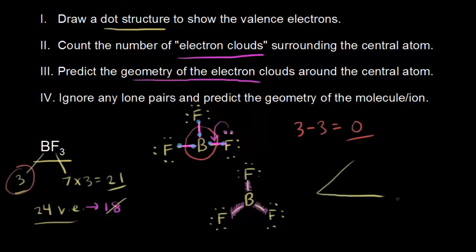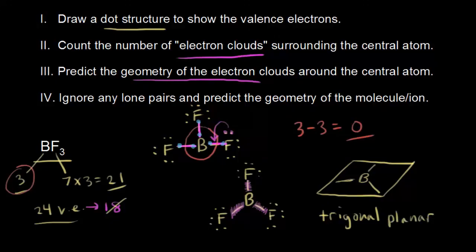So I'm going to draw a sheet of paper here, a plane, and we're going to put our boron atom in the center, and here's one of our electron clouds, and then here's another one, and here's our third one here. So they're going to get as far away from each other as they possibly can. We call this shape trigonal planar. So let me go ahead and write that here. So this is a trigonal planar geometry of my electron clouds surrounding my central atom.